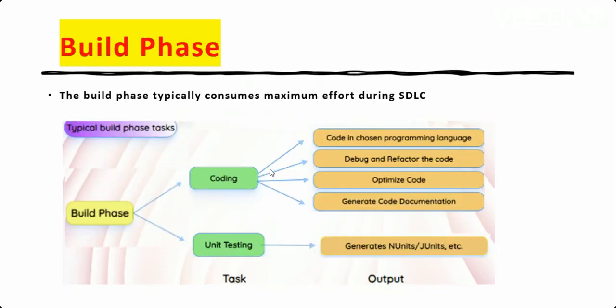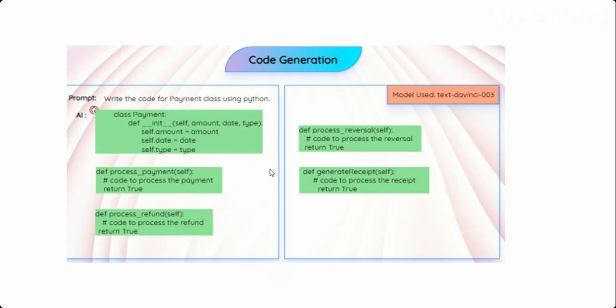And next, coming to the build phase, we have coding and then unit testing to do in this build phase. Coding, we know, right? We have to choose a particular programming language, write the code, then optimize that code, then debug and refactor the code, and generate code documentation for that. So these are the things we have to do in the coding part. And next, unit testing: we have to generate unit tests for n units or x units, like that. So these are the things we have to follow in the build phase, where developers will work.